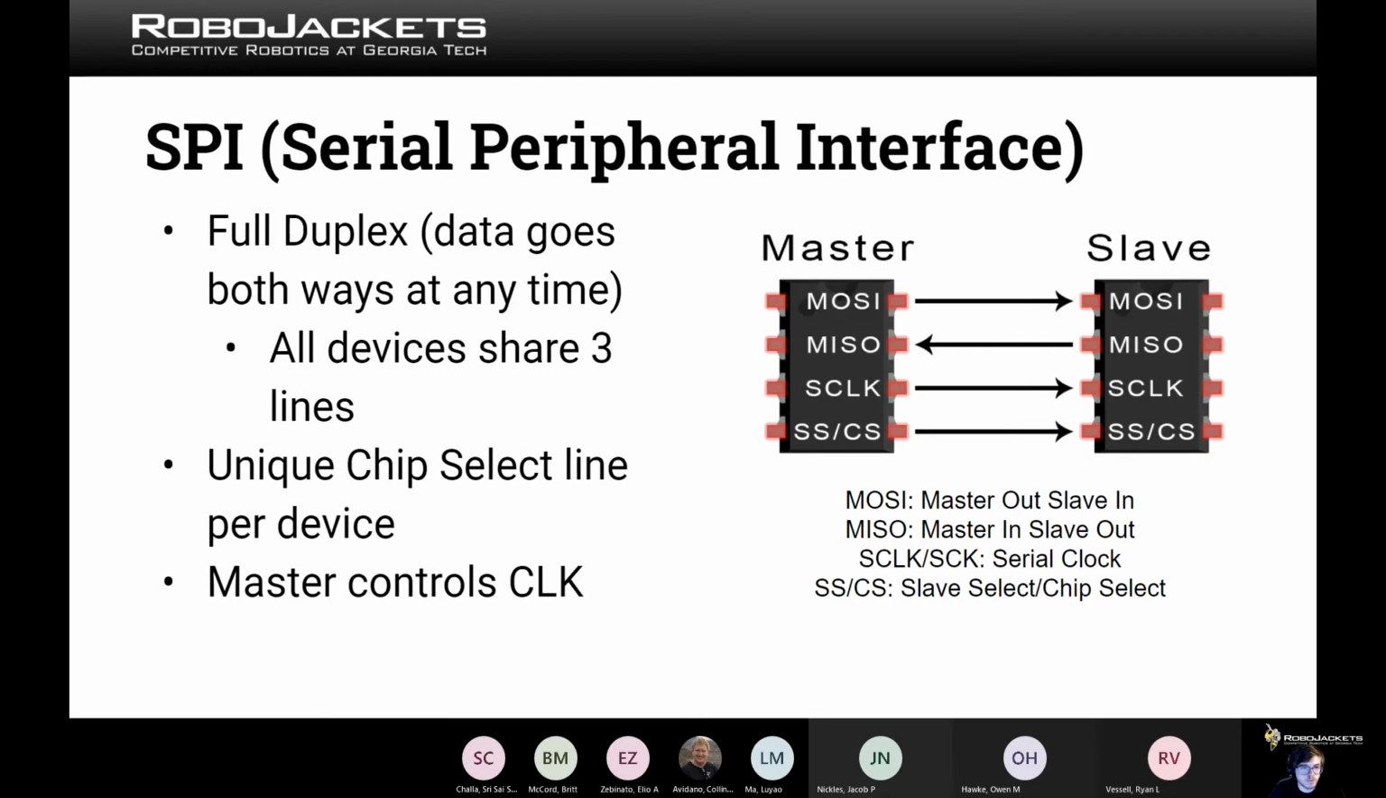The first communication protocol we'll get into is SPI. It is full duplex. What that means is that data can go both ways at any time.